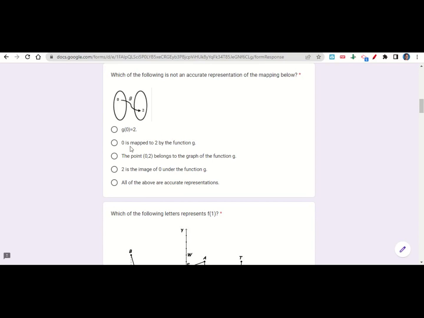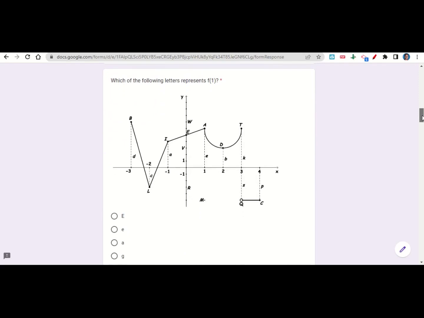That's correct. 0 is mapped to 2 by the function g. That's correct as well. The point (0, 2) belongs to the graph of the function g. That's correct as well. 2 is the image of 0. That's correct. So all of them are correct representations. Then we'll go ahead and go to the next one.